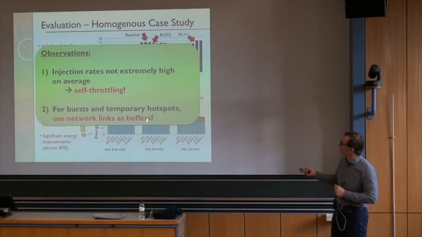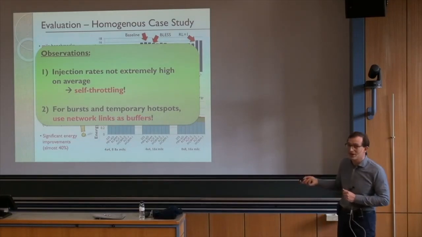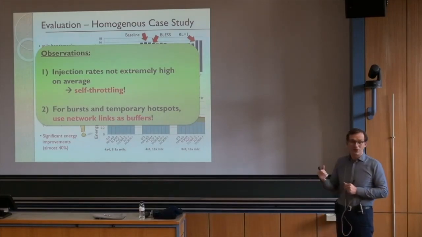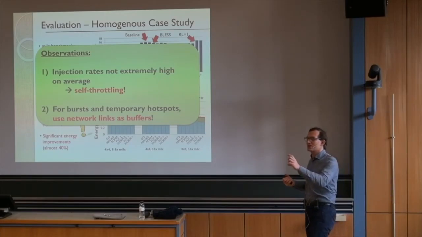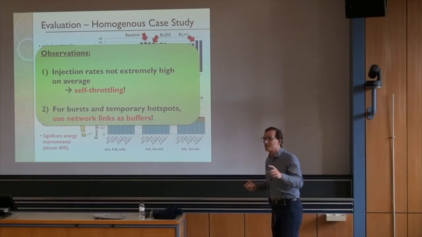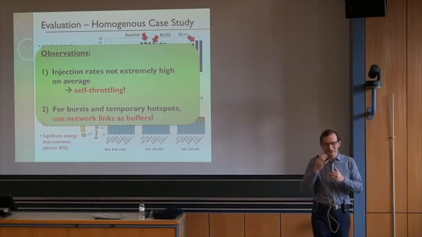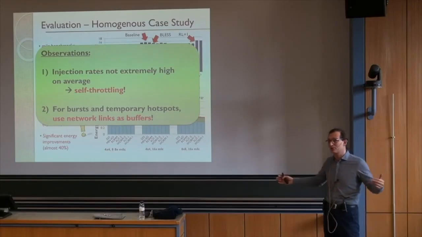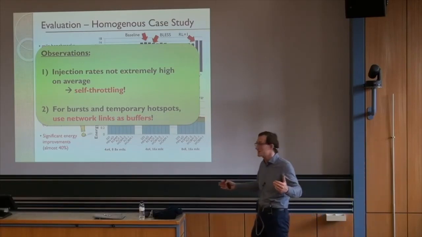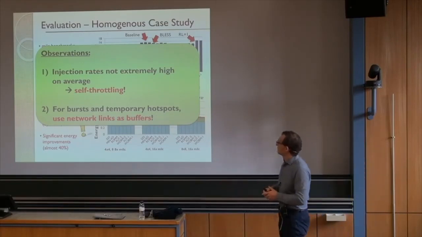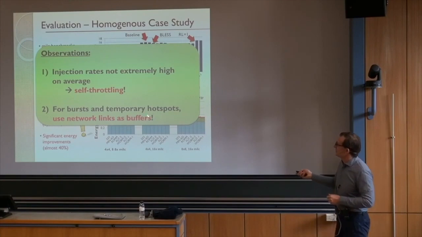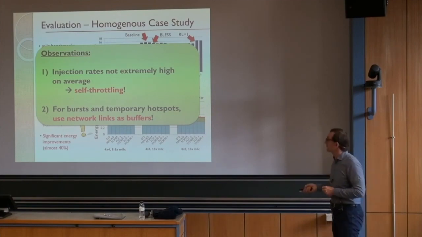Okay, so these are the key observations. Injection rates are not extremely high on average because, first of all, L1 caches act as a filter, and the network is also self-throttling. You cannot keep injecting into the network because at some point you run out of your miss buffers, right? MSHRs. Essentially, for bursts and temporary hotspots, we're using network links as buffers.